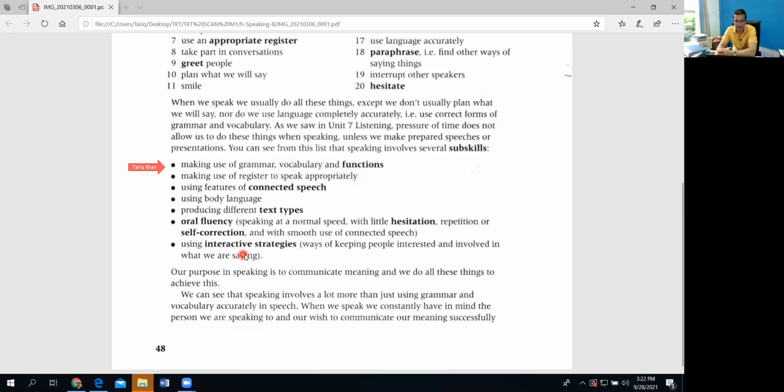Next one is using interactive strategies. What are interactive strategies? Ways of keeping people interested and involved in what we are saying. Some people are very fun to listen to. You feel good, especially the anchors and presenters, who have specially developed these skills of interactive strategies, how to keep the audience involved and interested, okay?